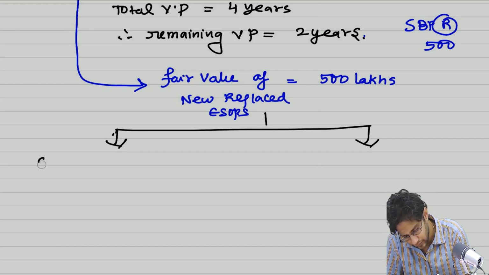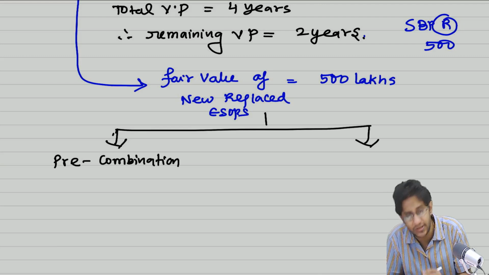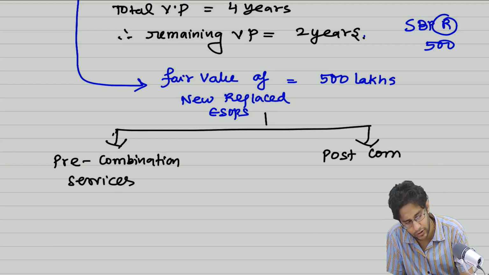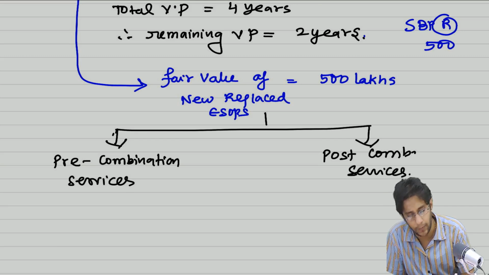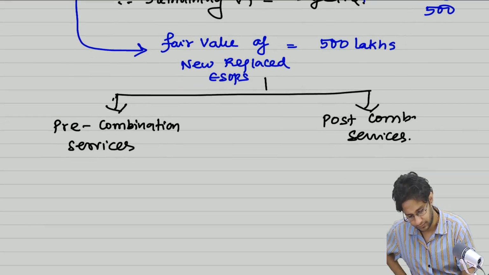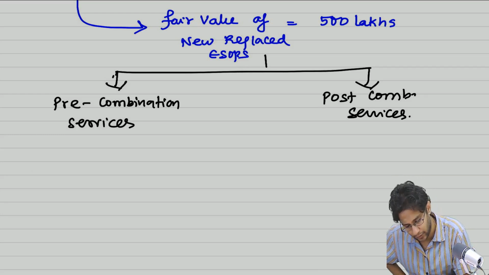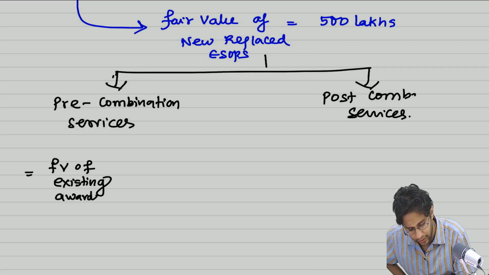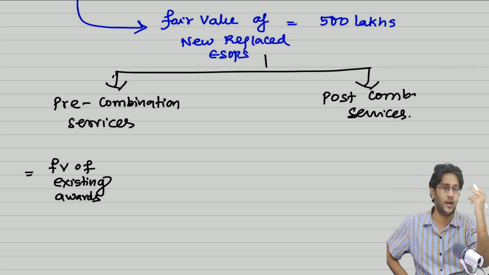So how much is towards pre-combination services? Pre-combination means services before the business combination. How much of this 500 lakhs is towards post-combination services? The employees will further render service over the remaining 2 years. So we need to split that. How will we split this amount? For that there is a formula: fair value of existing awards. Existing awards means not what A gave to employees, but what B originally gave to employees.